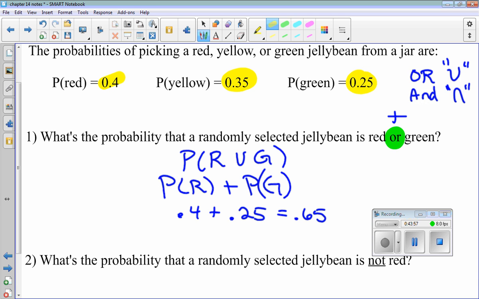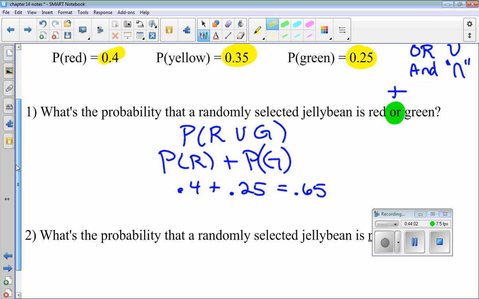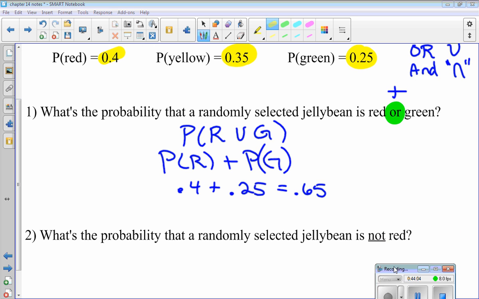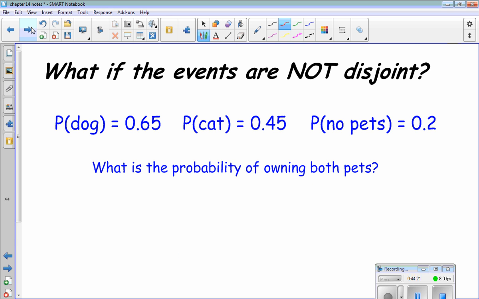Okay? What's the probability that a randomly selected jelly bean is not red? What do you think? It's just the complement, right? So the probability of not red, or we can say red complement, is just 1 minus 0.4, or 0.6. Good. All right. Here's the problem I'd write down if I were you. What happens if the events are not disjoint?